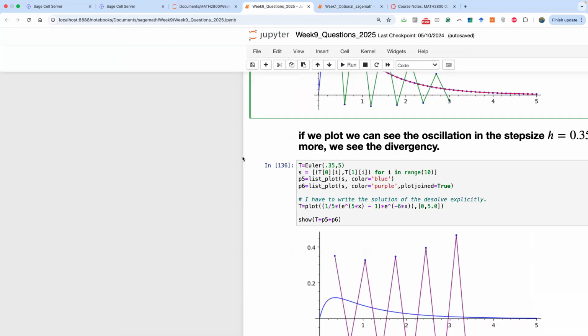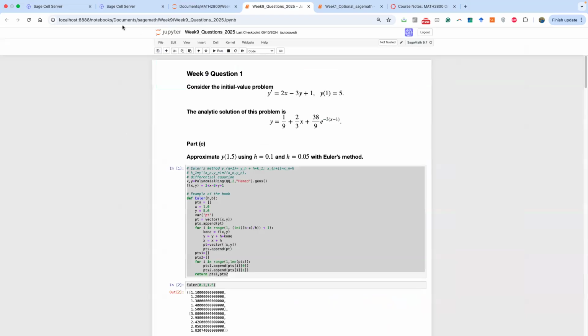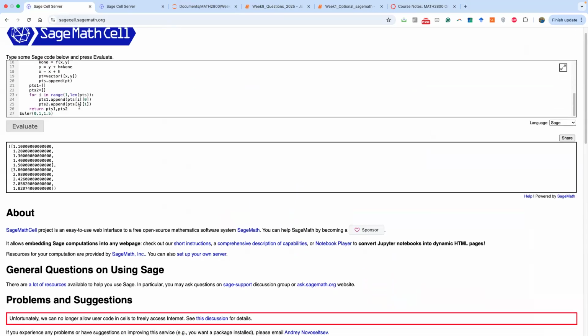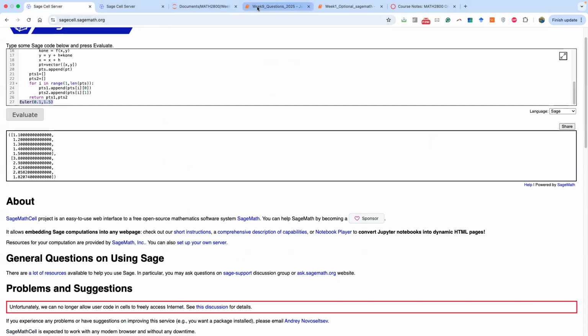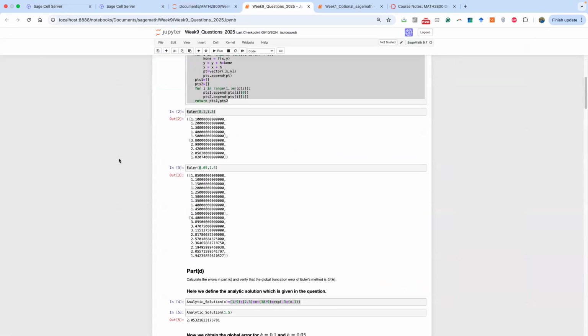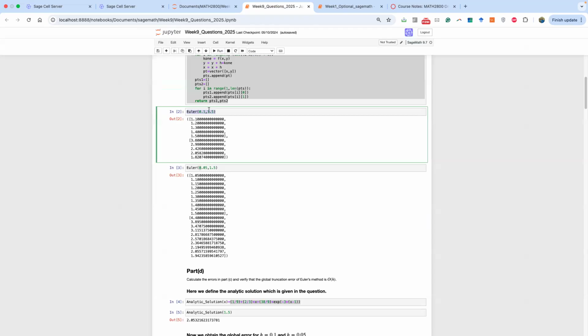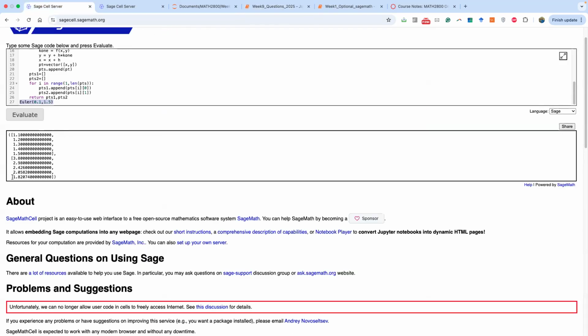I hope the assignment 2 questions will be easy for you. You can just use the Sage Math cell here. You see that it works. If I compare it with this one here, is that really this one? Yeah, it's the same thing, 1.5 using a step size of 0.1. So 1 point, can I compare the numbers? 1.82. Yeah, it's really the same thing.